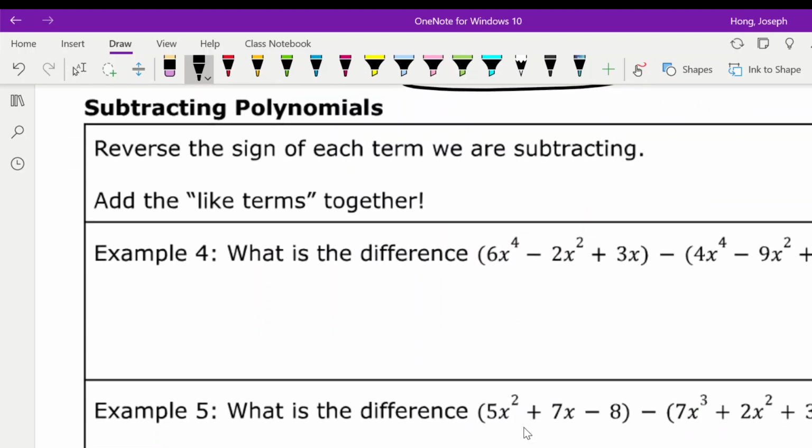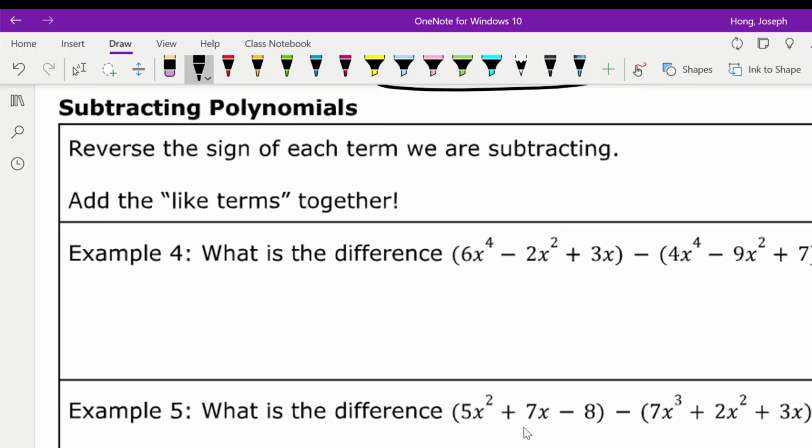Last thing that we're going to talk about right now in this video. Subtracting polynomials.